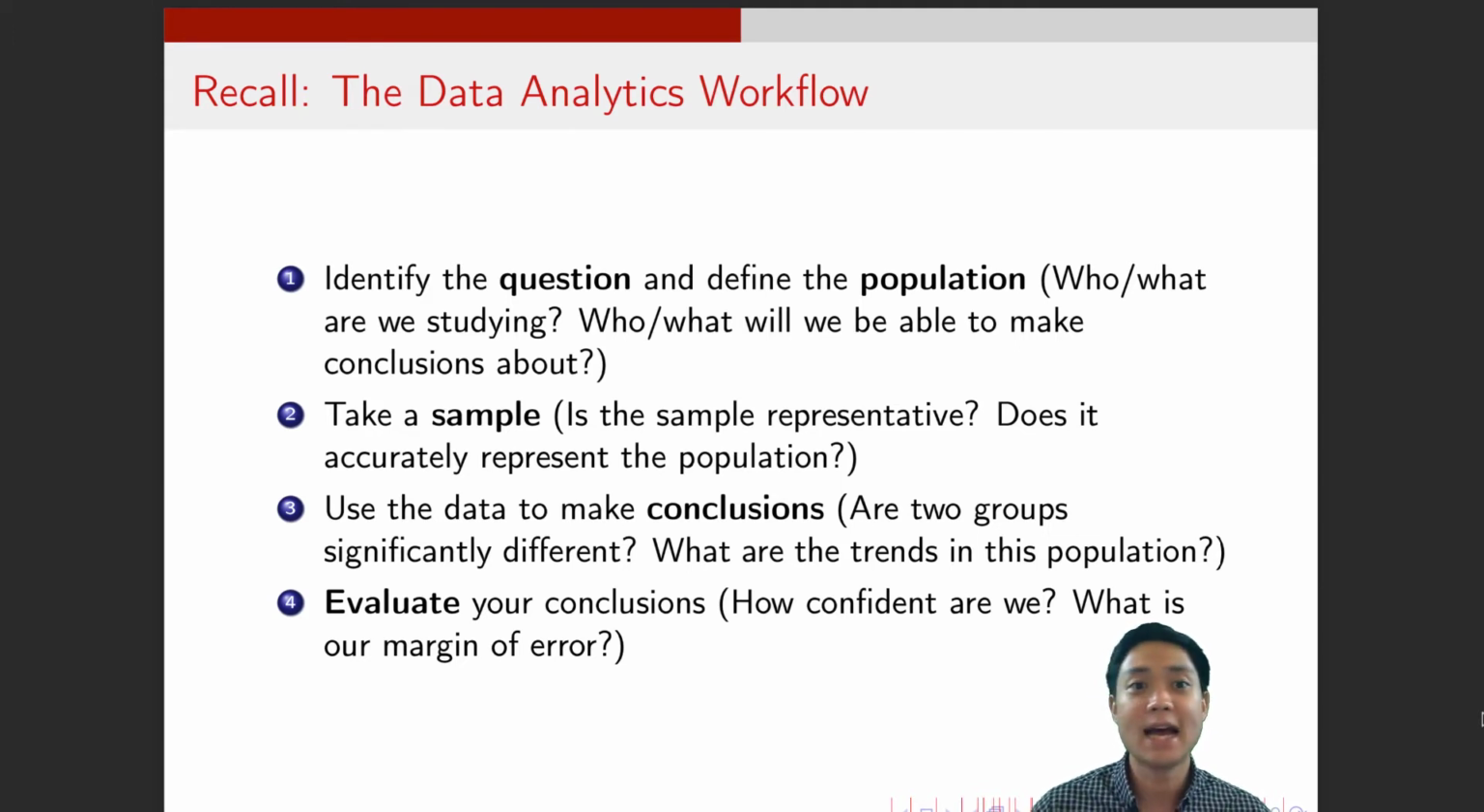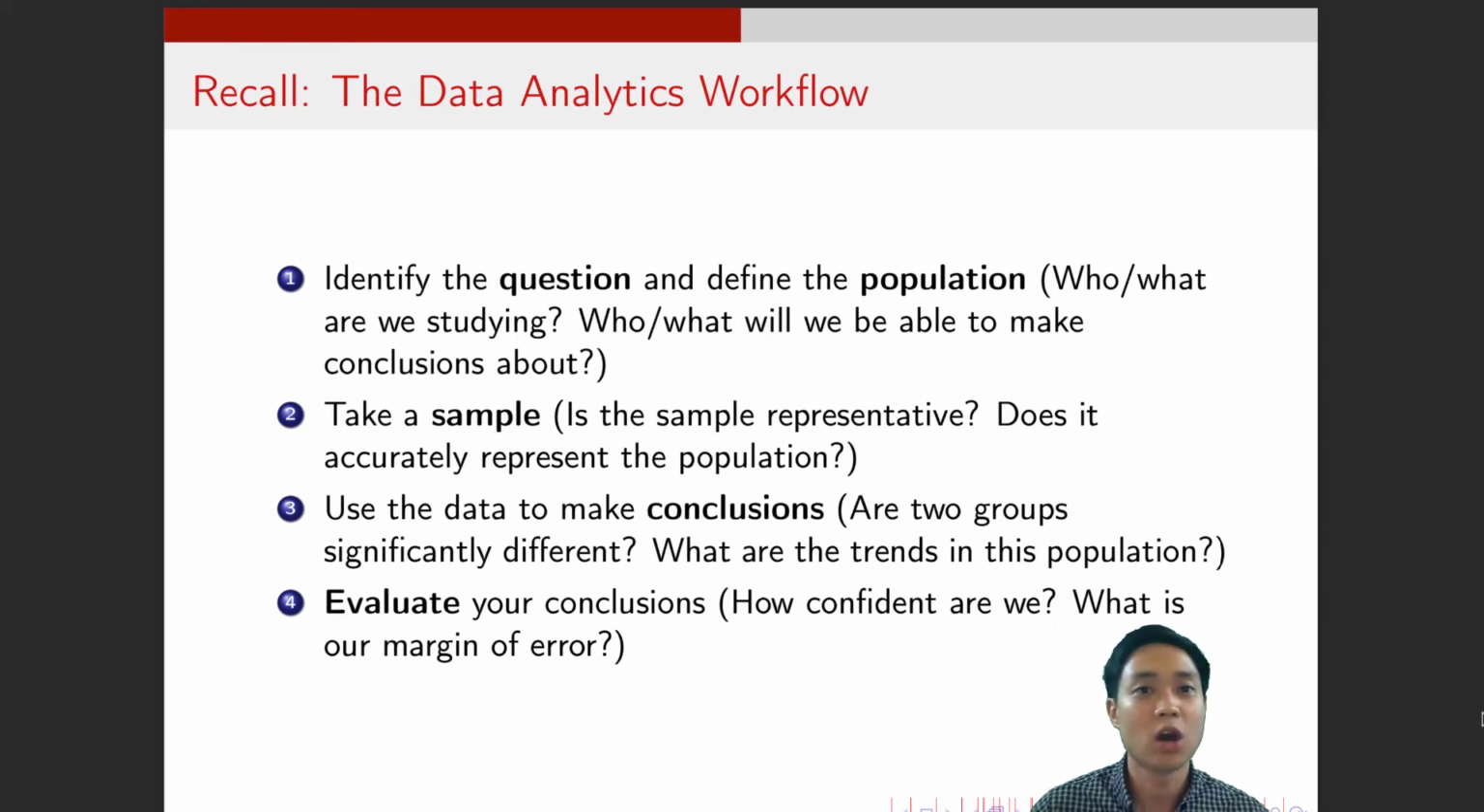Basically, you start out by identifying the question and defining the population. So who or what are we studying? Who or what will we be able to make conclusions about? Then you take a sample and you have to ask questions like, is the sample representative? Does it accurately represent the population? And then we use this data to make conclusions.